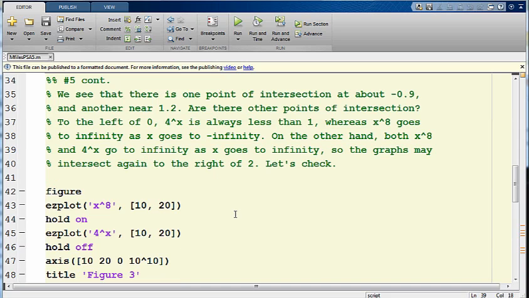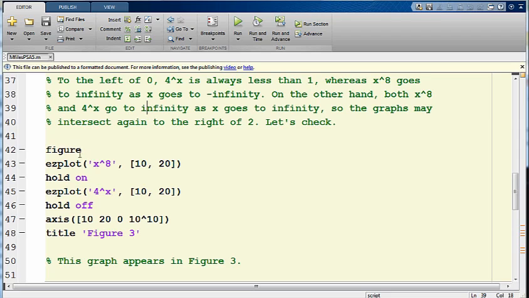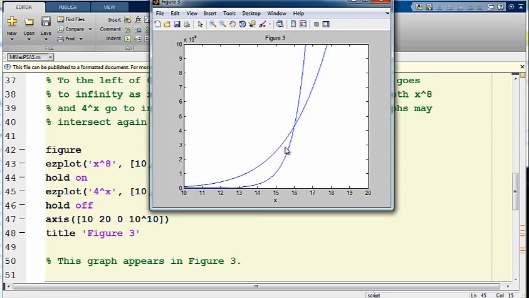Let's check. So bringing up a new figure, I'm ezplotting again the two graphs, this time on the interval 10 to 20. I restricted the x variable to between 10 and 20, but y is between 0 and I cut it off at 10 to the 10th. And you'll see in a second when I run this cell, sure enough, the graphs do intersect again, out here, around x equals 16.